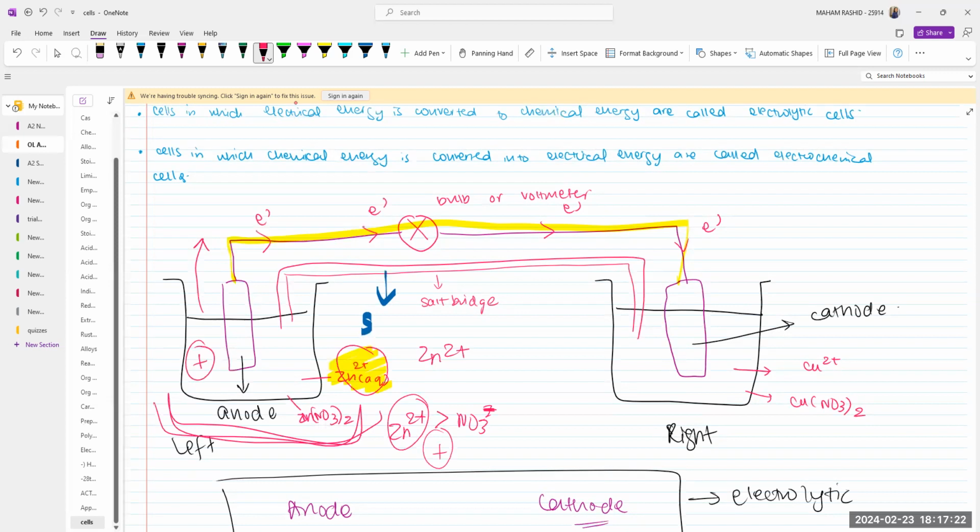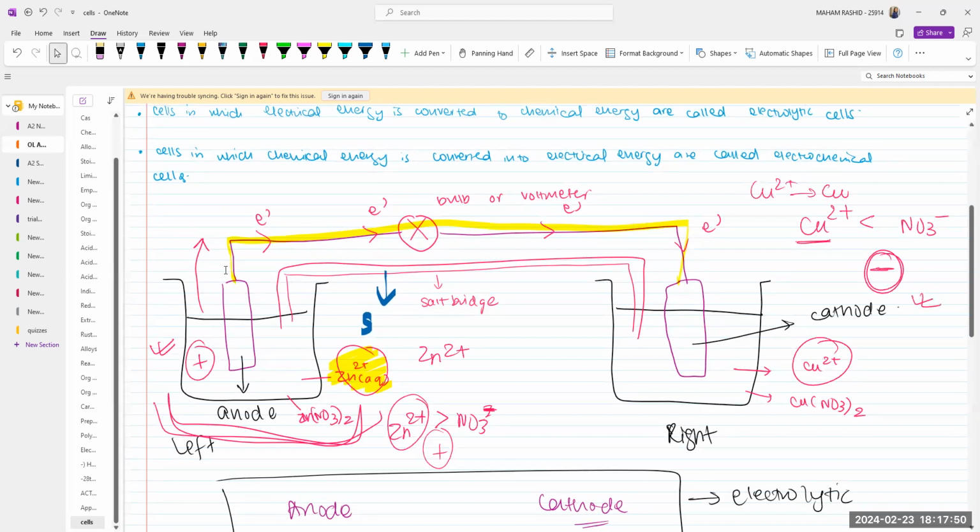However, when we look at cathode, copper is going from copper 2 plus to copper metal. So the positive part lessens and your nitrate ions increase. NO3 minus increases, so there's a net negative charge here. So to maintain the charge neutrality, to remove the positive from here and to remove the negative from here, we use a salt bridge.